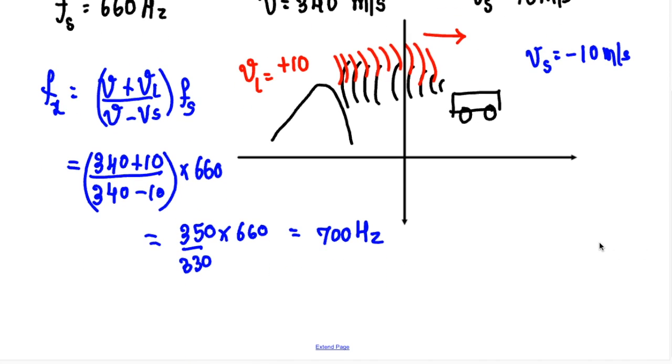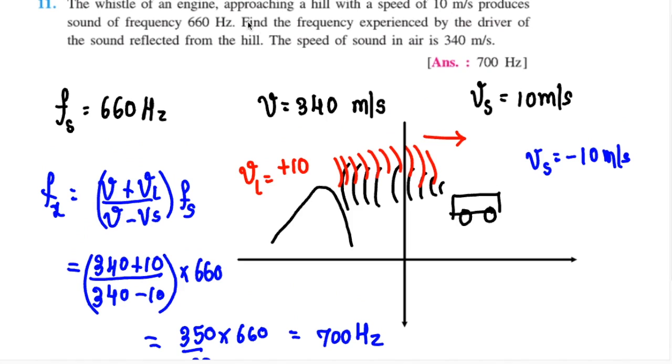This can also be solved by taking it separately. First take the engine as a source and the mountain as stationary, then take the mountain with the reflected wave as a source and the driver as moving, but this will be quite lengthy. You will get the same answer which you are getting in this case. So this was the last sum. Thanks for listening.